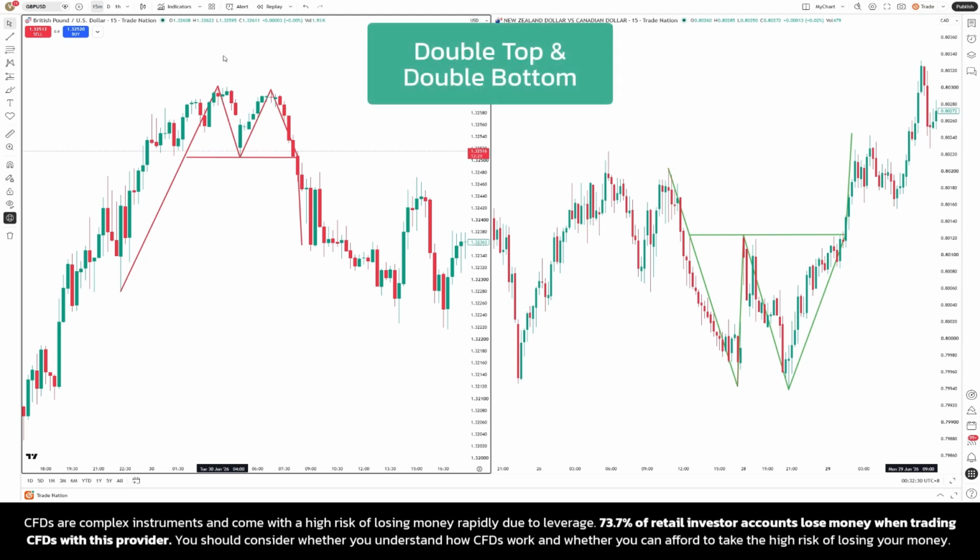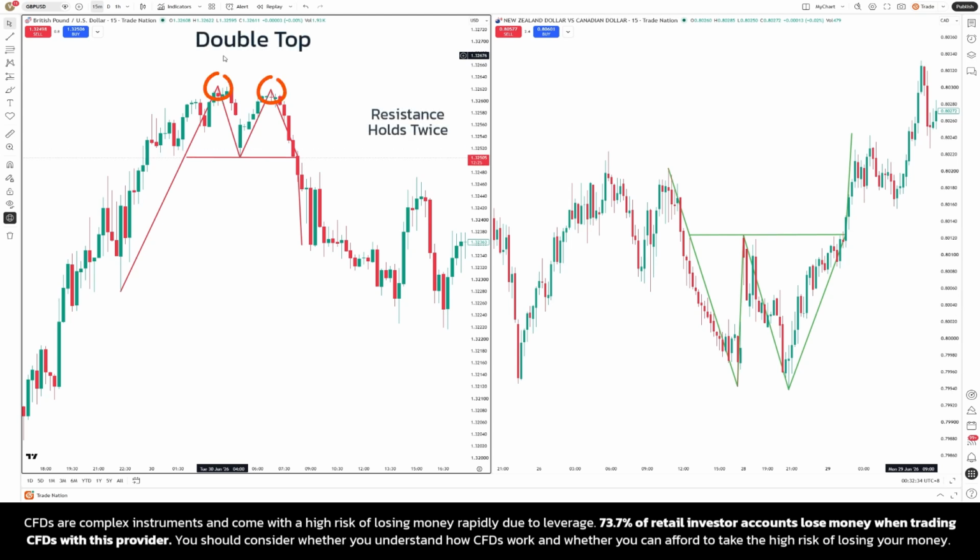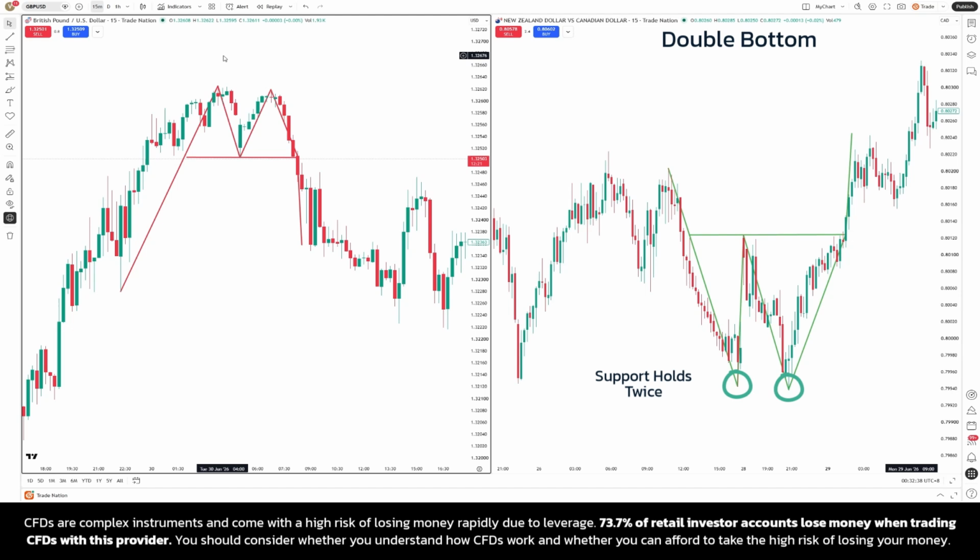These form when price tests a level twice and fails to break through. A double top often signals weakening upward pressure, while a double bottom reflects support holding and potential recovery.